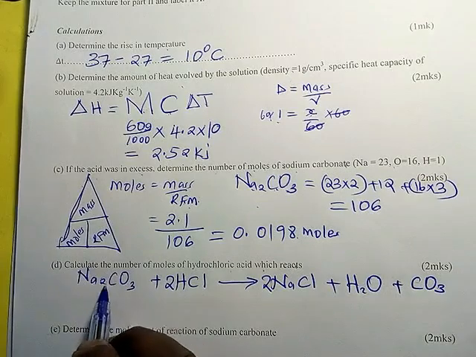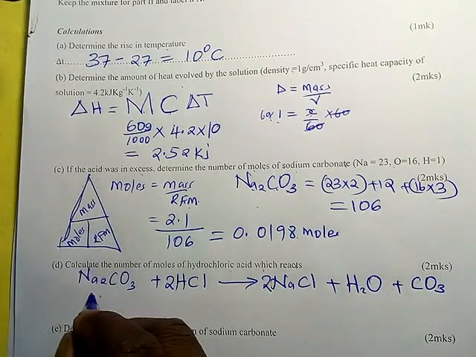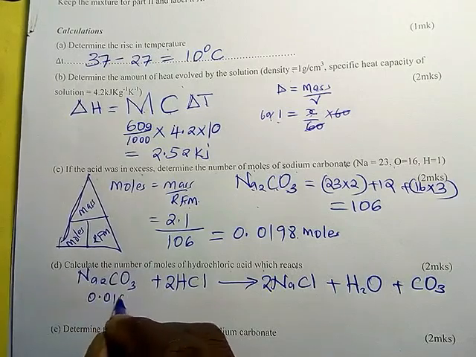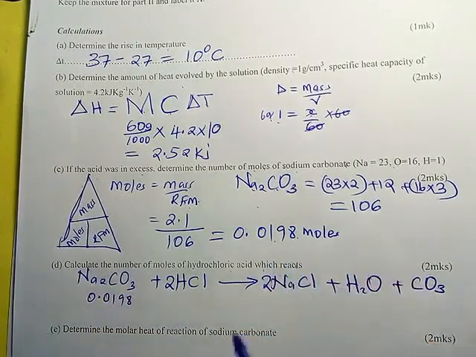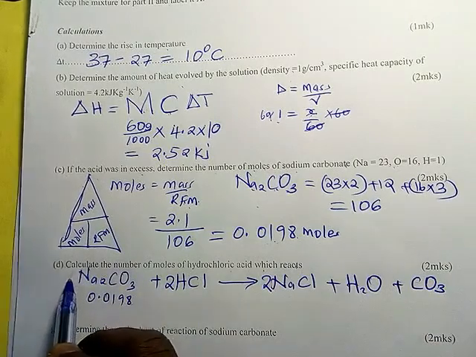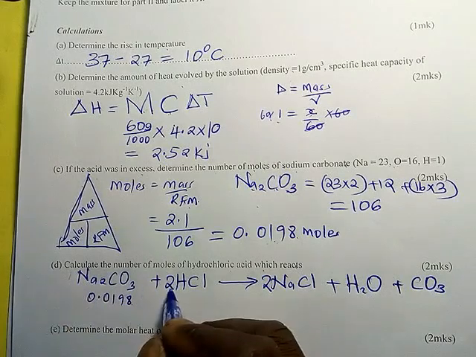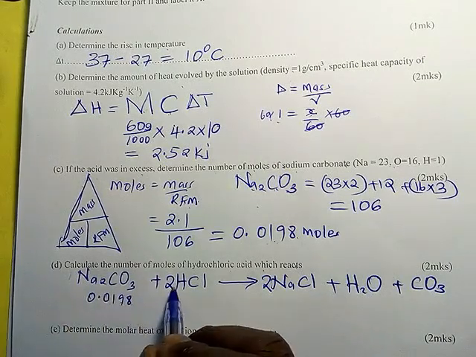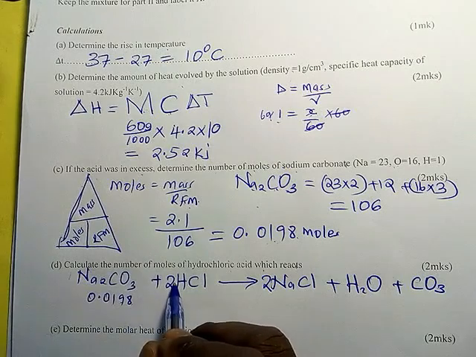but we have the number of moles of sodium carbonate, which is 0.0198 from the previous question. So what will be the number? You can see the ratio is 1 to 2. The ratio is 1 to 2. It means that the number of moles of HCl is going to be twice, right?